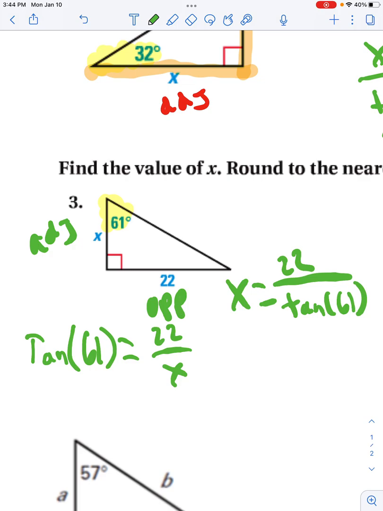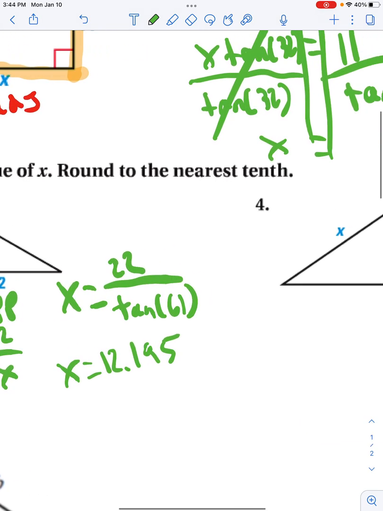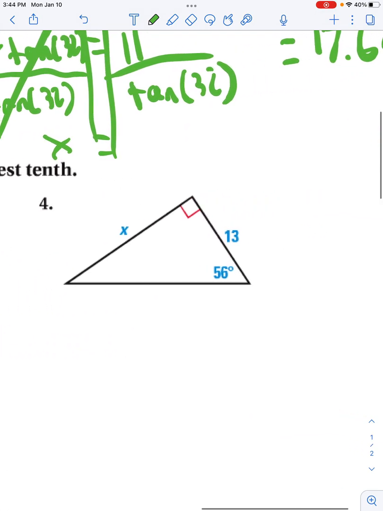When I type that in, 22 divided by tangent 61, I get 12.195. If you round that 4 up to a 5.